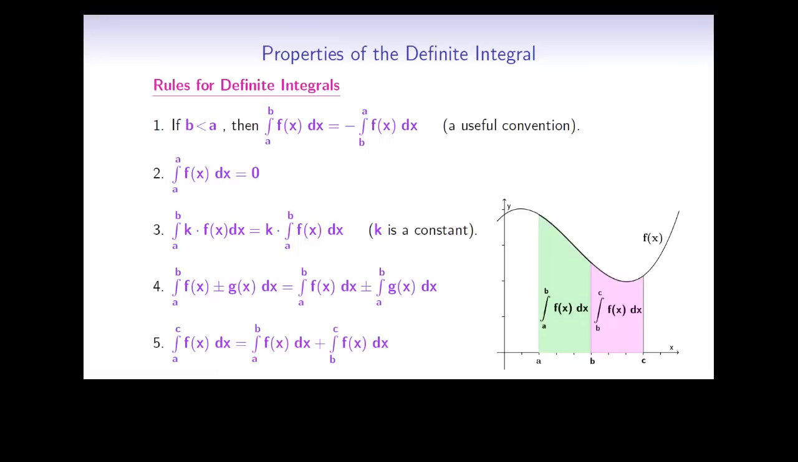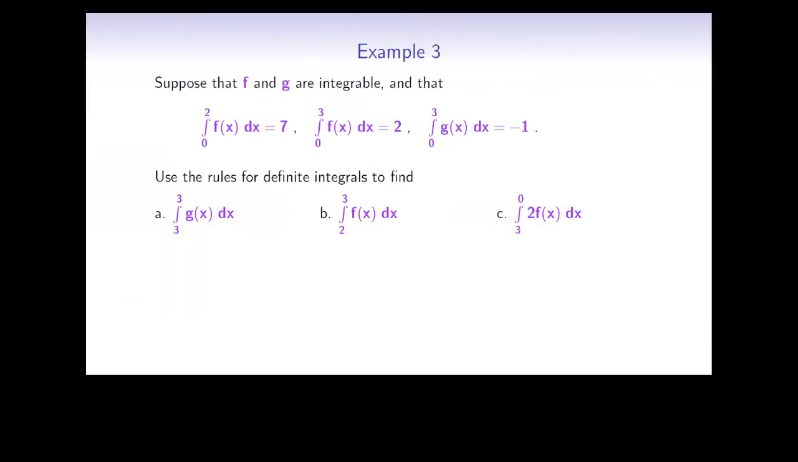Now let's move on to example number 3. Suppose that f and g are integrable, meaning that they can be integrated, and that the integral from 0 to 2 of f of x dx is equal to 7, the integral from 0 to 3 of f of x dx is equal to 2, and the integral from 0 to 3 of g of x dx is equal to negative 1. Use the rules for definite integrals to find the following three definite integrals.